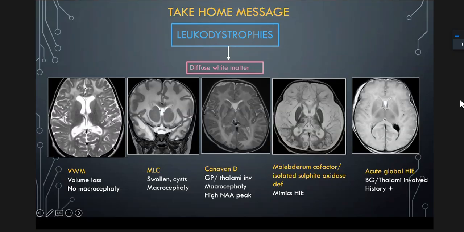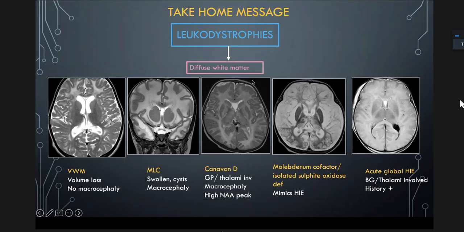Here there is diffuse involvement of the white matter, and there will be no macrocephaly, as compared to megalencephalic leukoencephalopathy with cyst formation, where there is macrocephaly. The entire white matter appears to be swollen. There will be multiple subcortical cysts here, and the temporal lobe is the most common area where the cyst is formed, the anterior temporal poles.